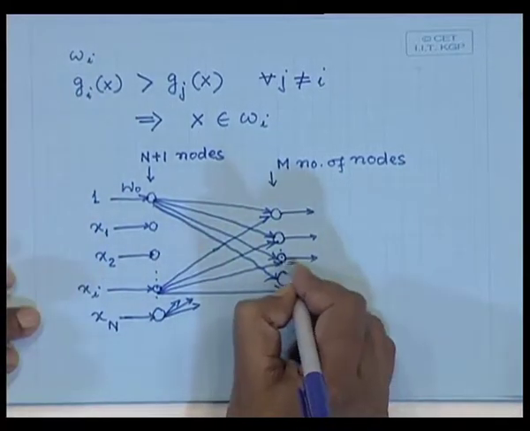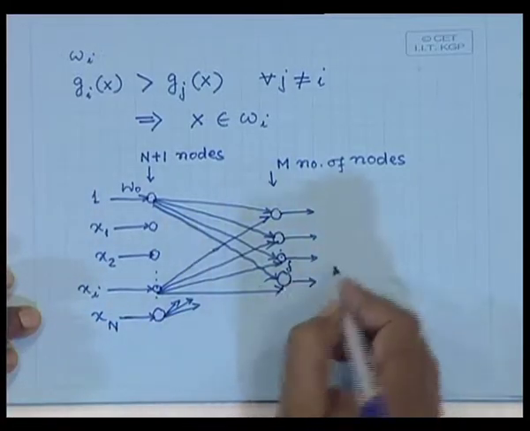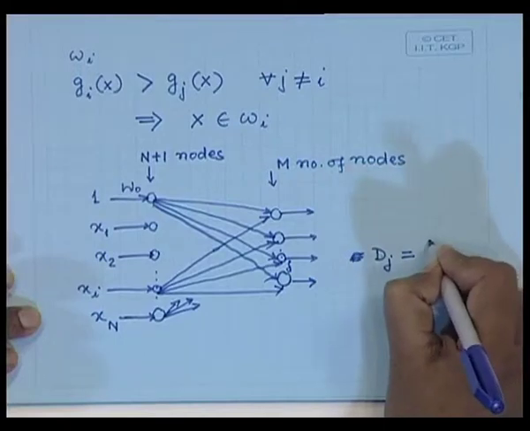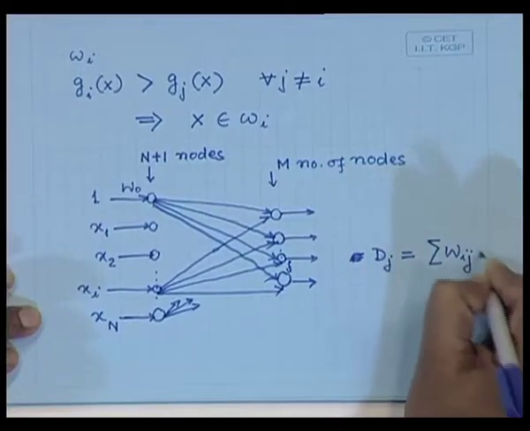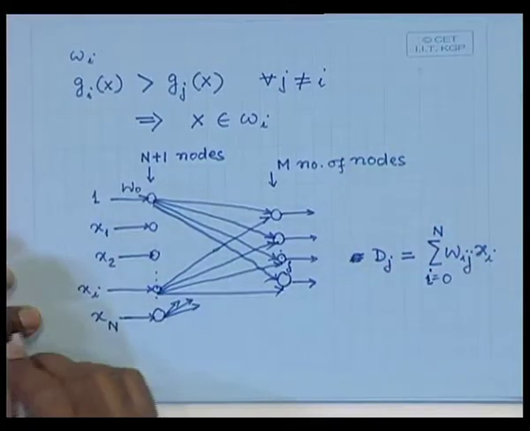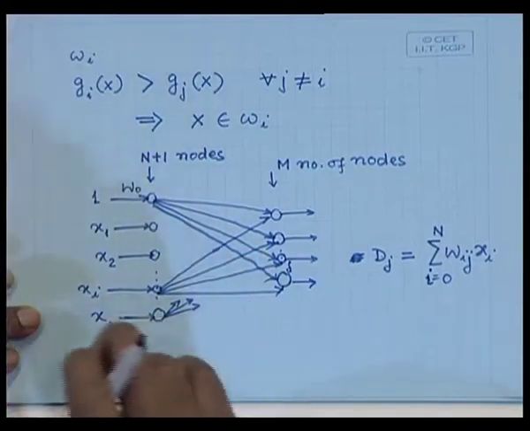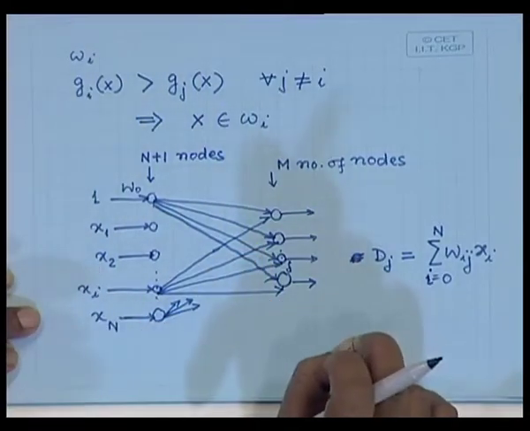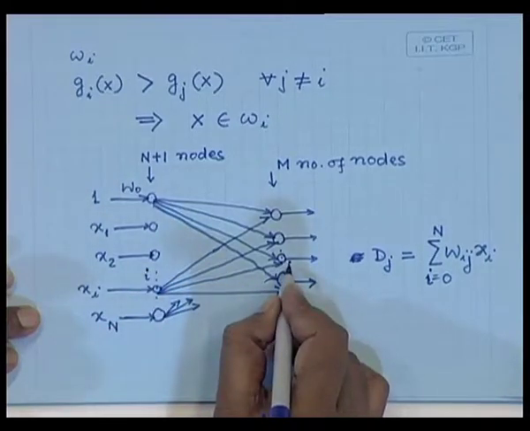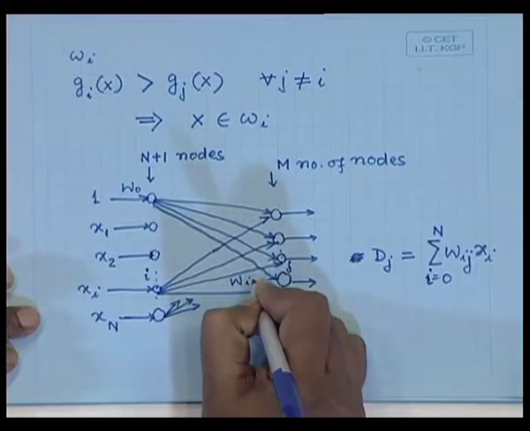Okay. Now, output of the jth node in the output layer, if I represent this by say d j, will be equal to the sum of w i j x i, where i varies from 0 to capital N. And what is w i j? w i j is the connection weight from the output of the ith node in the input layer to the input of the jth node in the output layer. So, when this is my ith node in the input layer and this is the jth node in the output layer, this connection weight from the ith node in the input layer to the jth node in the output layer is w i j, right.